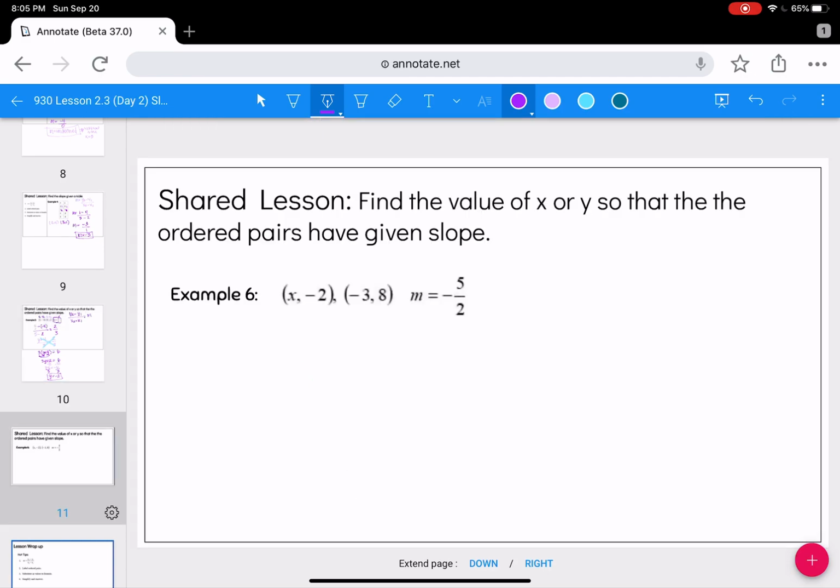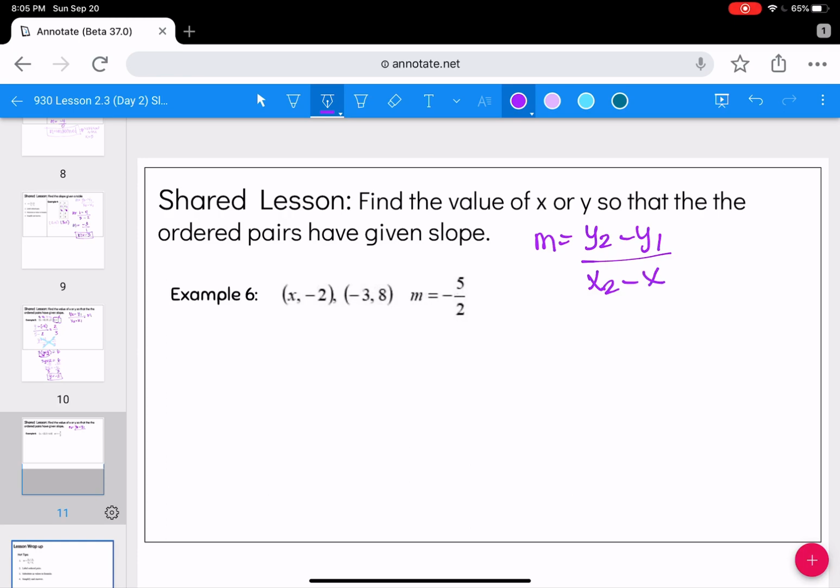So we're going to do one more example together. Now we can see we're missing an x value. So I have x comma -2 and -3/8. Again, we are using m is equal to y2 minus y1 over x2 minus x1. So I'm going to go ahead and plug my values in here. I have my slope, which is -5/2. So I have -5/2 is equal to, and I'm going to go ahead and label here my x1, y1, x2, y2.